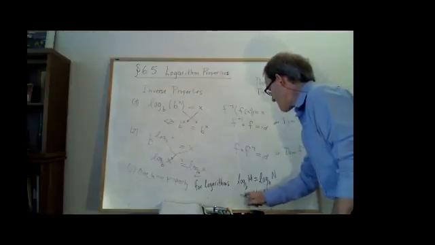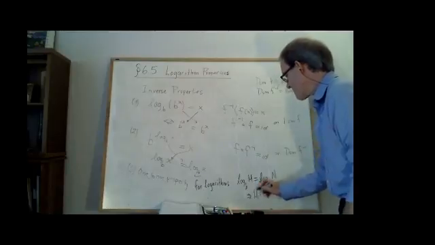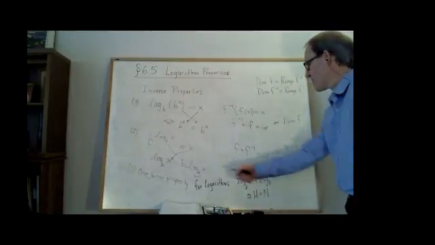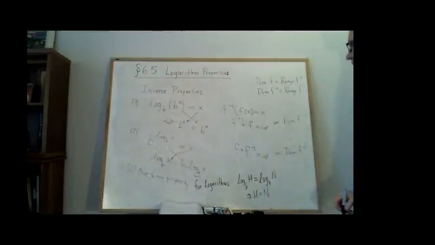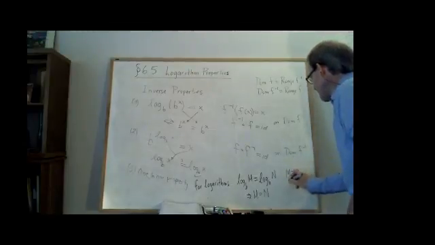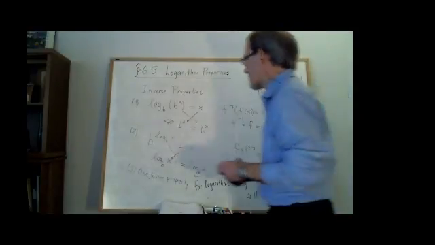The easy implication is going the other way, but the hard implication is this one. Does this prove this? And the answer is yes, because the logarithm function is 1 to 1. So as long as m is greater than 0 and n is greater than 0, this is called the logarithm property, or the 1 to 1 property for logarithms.